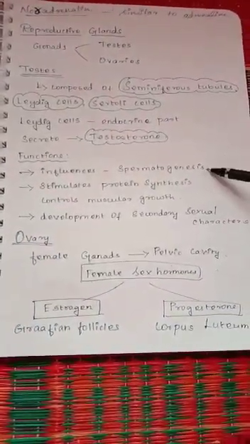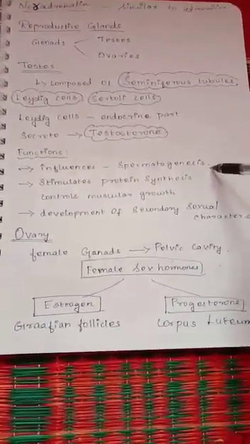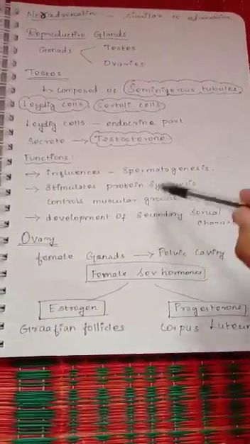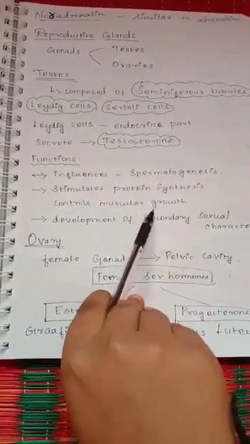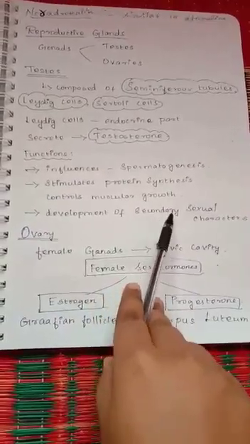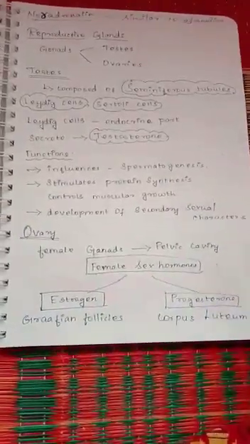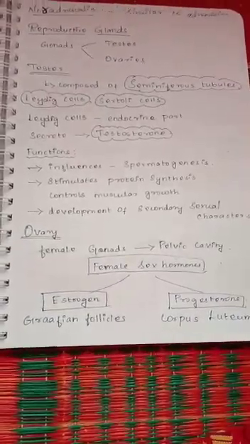It influences spermatogenesis, that is the production of sperm. It stimulates protein synthesis and also controls the muscular growth of the body. And it helps in the development of secondary sexual characters, that is the hoarse voice, the growth of secondary hair, etc.